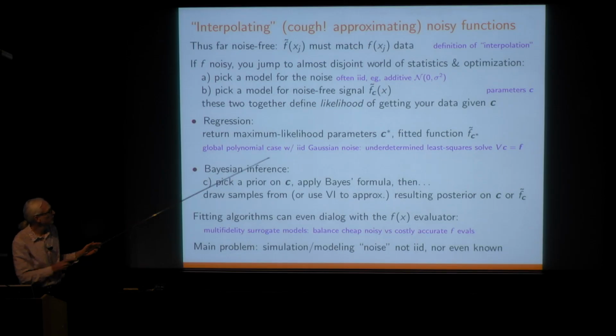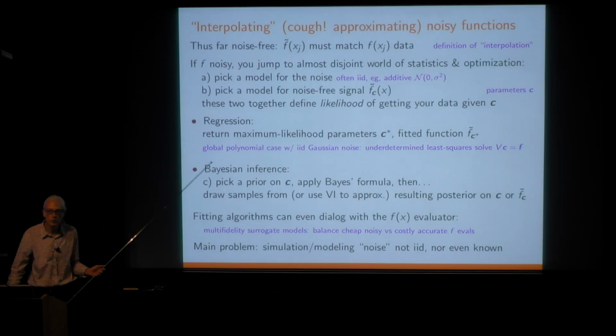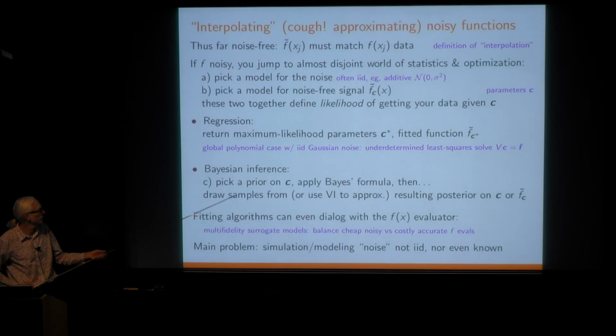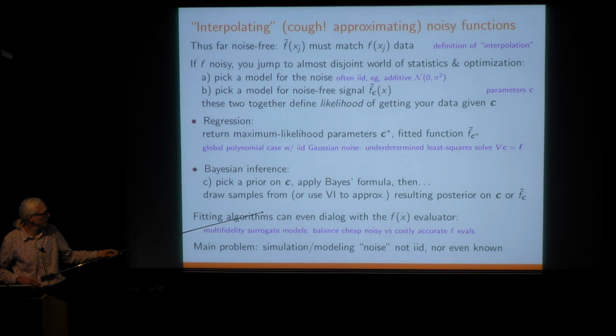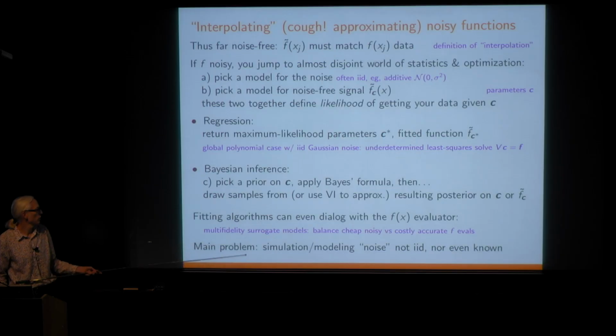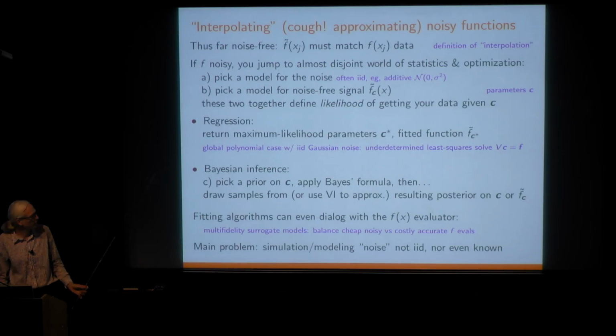And for instance, you can still do that using your Vandermonde solve if you just reduce the degree compared to the number of nodes. Or you could do Bayesian inference, where you pick a prior on the coefficients, apply Bayes formula, and then draw samples from the posterior on c. The main problem with all of this is that it's very hard to know what the noise model for a simulation is.